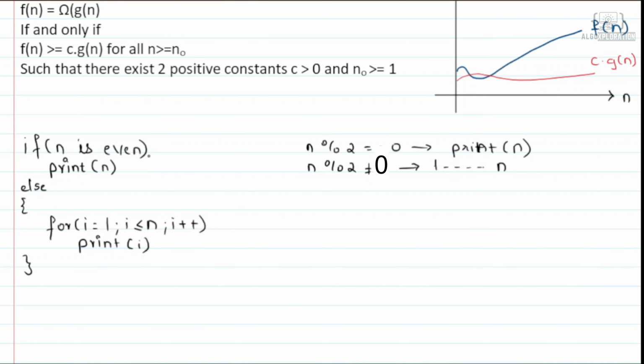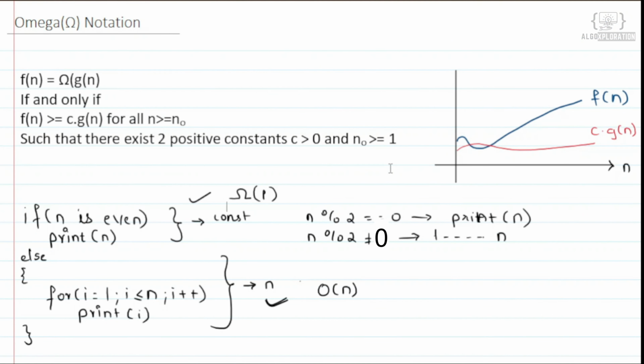Now if the number is even, this will run, which will take constant time. But if the number is odd, then this will run, which will take n time. Comparing both of them, this will take a higher amount of time when the number is odd. This is actually the upper bound of our program, so we will use order of n. Now this will take a constant time if the number is even, so constant means 1 only. To represent this we will use omega notation. So in this way we calculate the lower bound of a program.